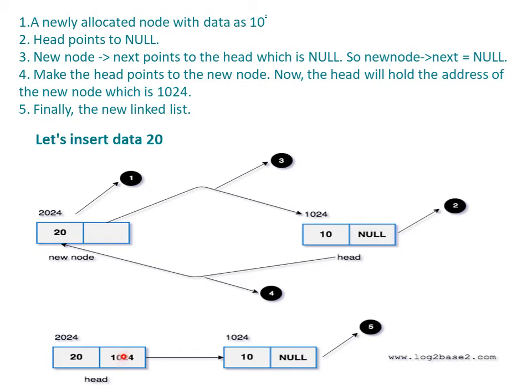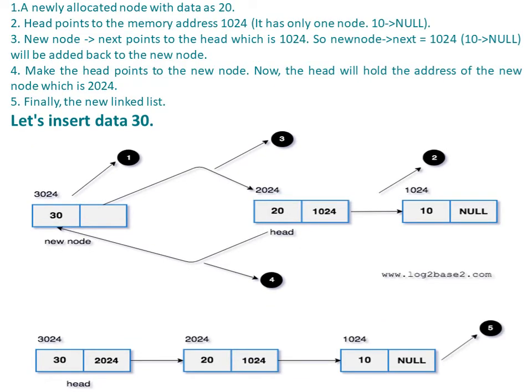This is the new node. Now I am making this one the head. Finally, the new linked list is as you can see here. Now I want to add 30, whose address value is 3024. Initially this value will also be null.